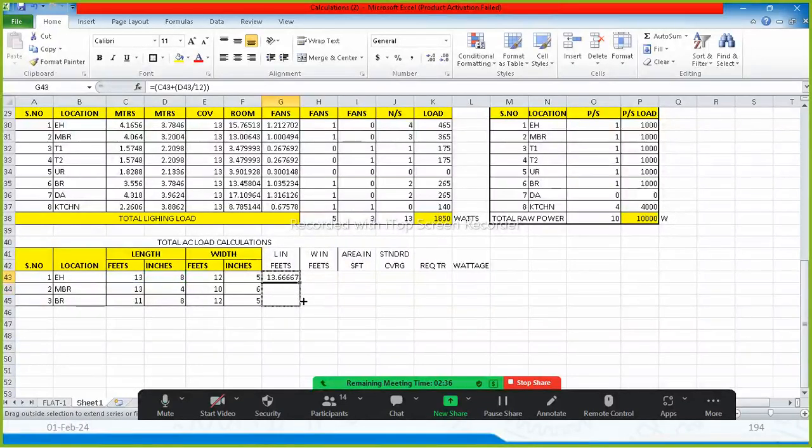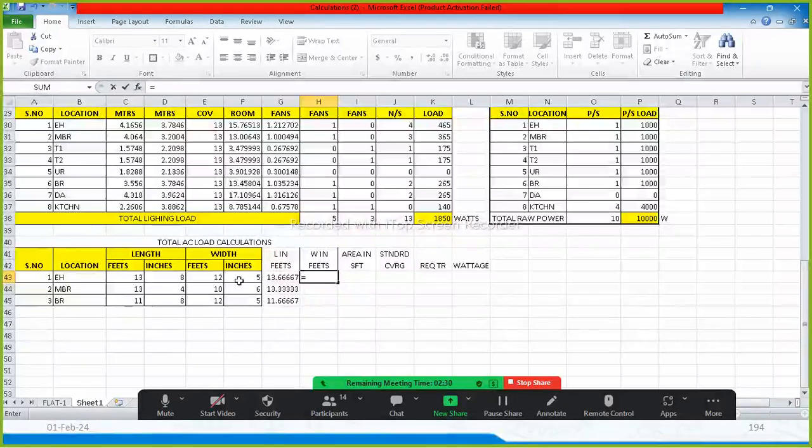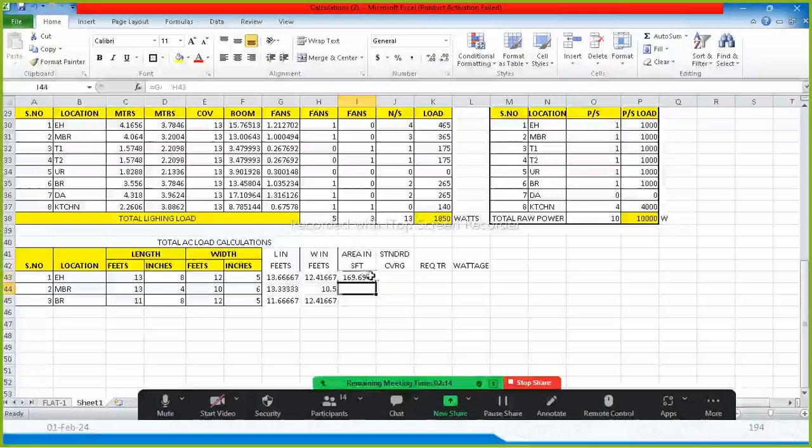So same here also, width in feet is equal to feet plus the value of inches divided by 12. Then area in square feet is equal to length in feet into width in feet. Then standard coverage area. What is the standard coverage area, guys? For every 120 square feet of area, we require 1 TR. So I'm just writing 120.